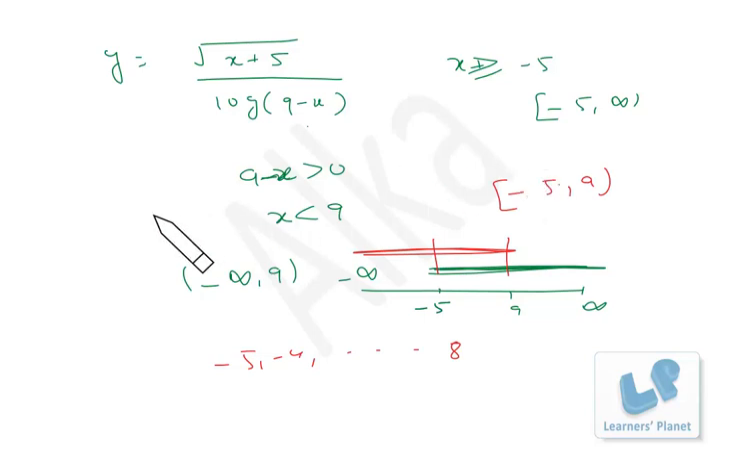So once again friends, in this question there is a twist. We don't want even 0 in the denominator, right? So if we have x as 8, then 9 minus 8 will be 1 and log 1 will be 0.